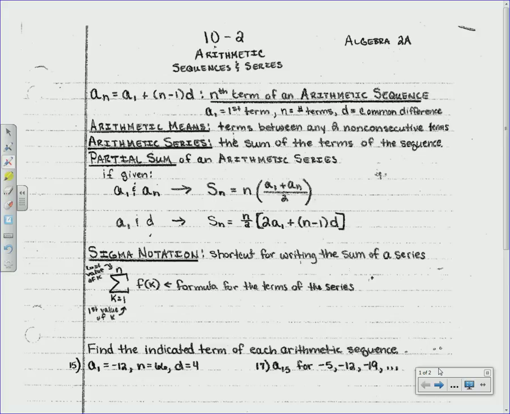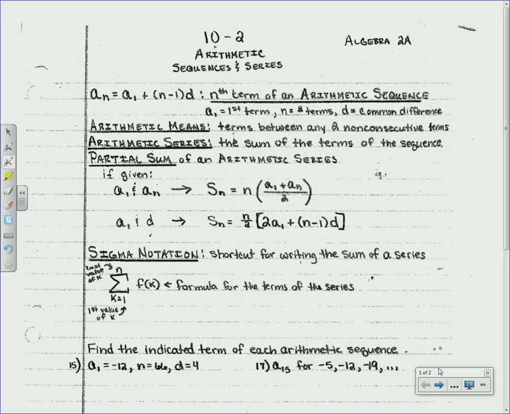All right, so we're doing 10-2, arithmetic sequences and series. At the top, like I said, is a formula: a sub n equals a sub 1 plus n minus 1 times d. I know that looks really hard, but you have a formula sheet, so it's on there, okay? So let's talk about what everything means.